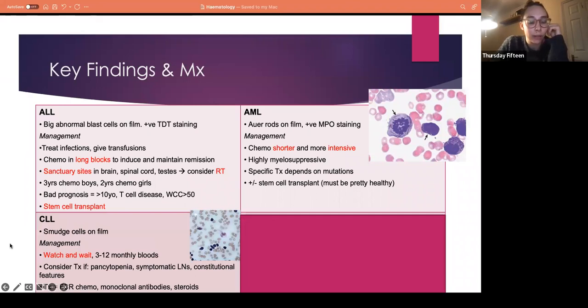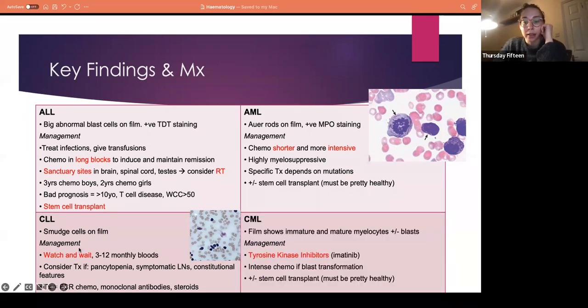CLL, so on the blood film, you'll see things like smudge cells, they're those ones with the little trails, and the ones that look like they're smeared across the film. The management of CLL is generally a watch and wait approach. So you do bloods every 3 to 12 months to monitor it, and you'd consider starting treatment if they were getting pancytopenic or symptomatic with big lymph nodes, or getting weight loss, night sweats, fevers, things like that.